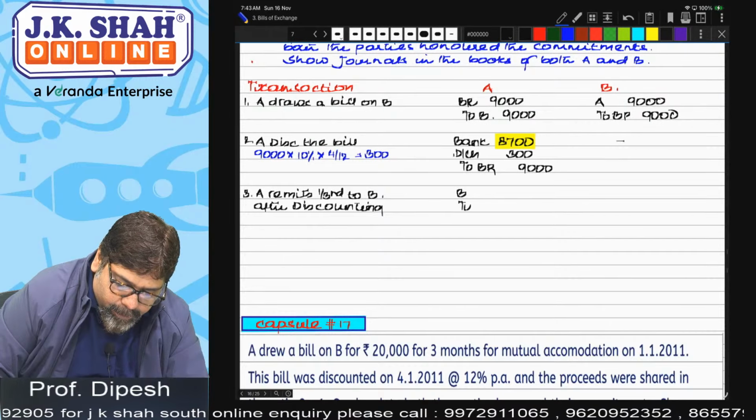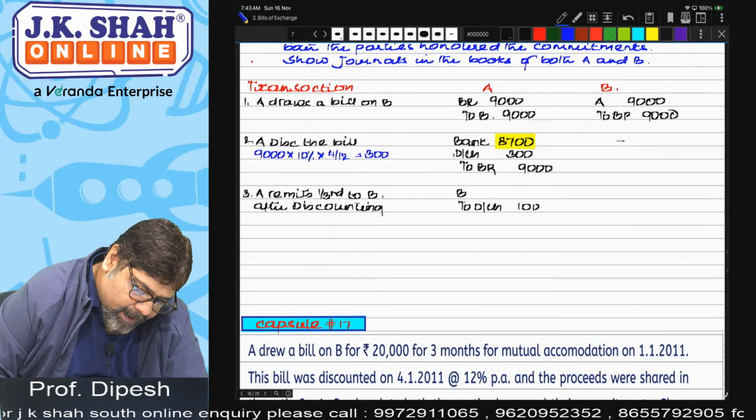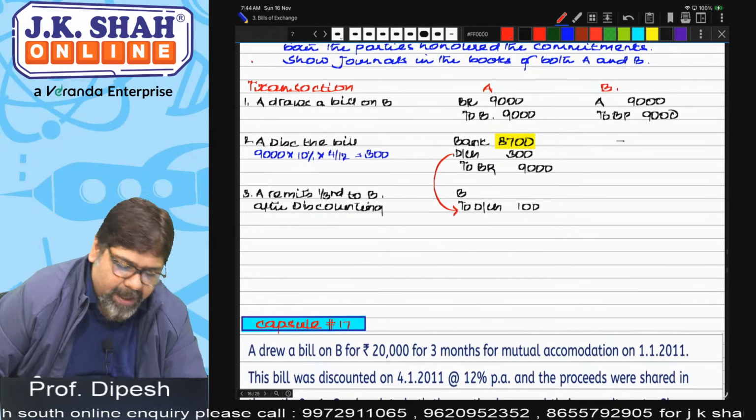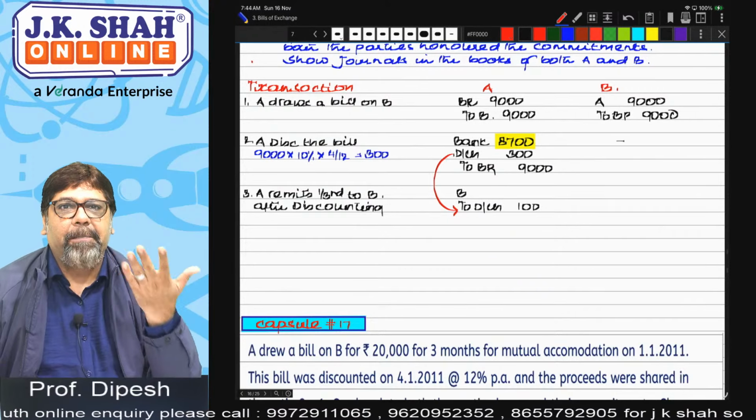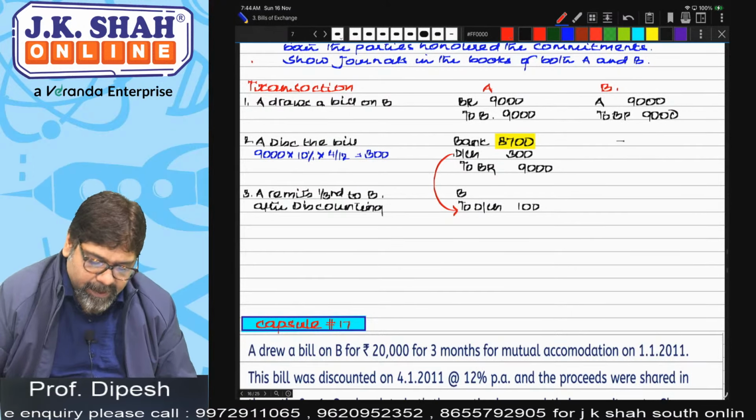So discounting charges 100. Out of this 300, B should bear 100. Why? Because B is getting one third of the proceeds. Yes or no? Yes, sir. To bank.